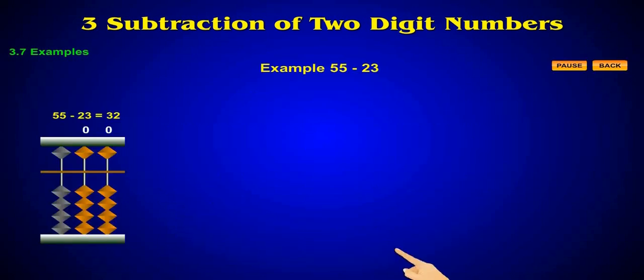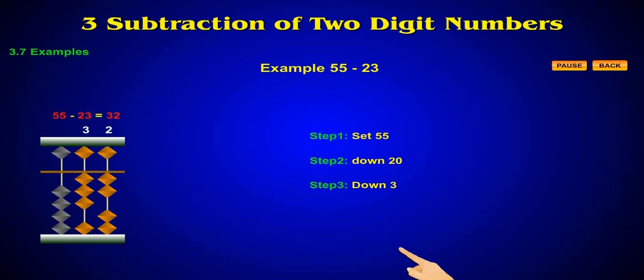Example: 55 minus 23. Step 1. Set 55. Step 2. Down 20. Step 3. Down 3. Step 4. Count the beads.